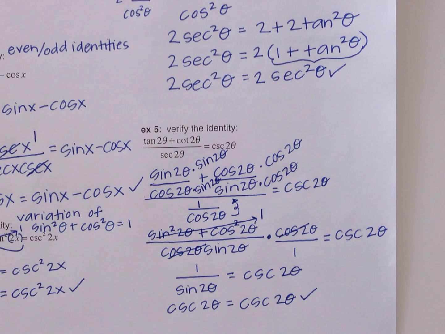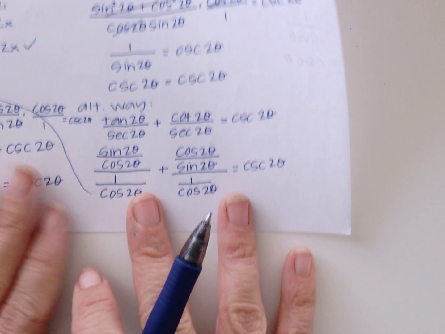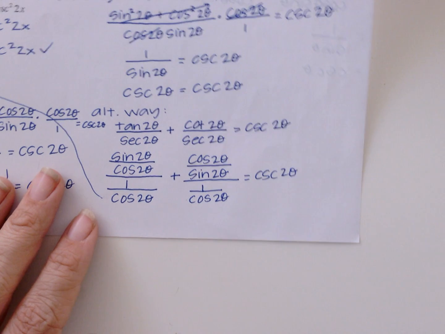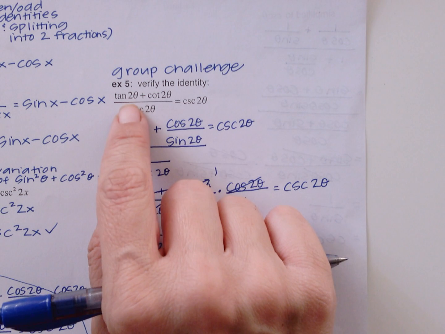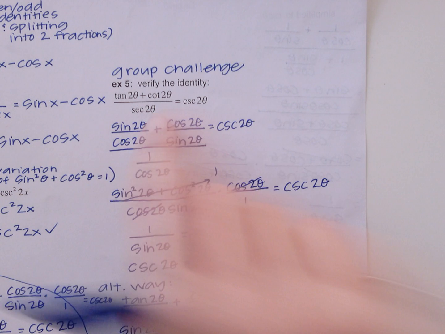I do want to show you an alternate way, and I'm just not going to take the time to write this out because that would just take a lot of time. So I've already written it out just so that you can see. So let's take a look at this one right here. Alternate way, it's going to go over here a little bit, but let's just follow. So here's our starting problem, tangent 2 theta plus cotangent 2 theta over secant 2 theta.